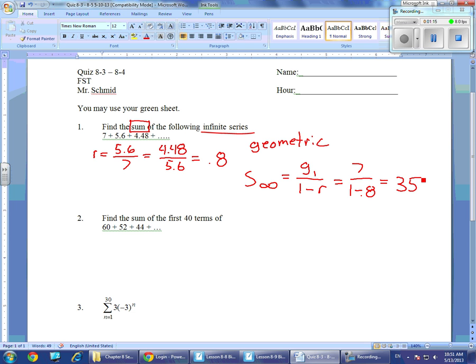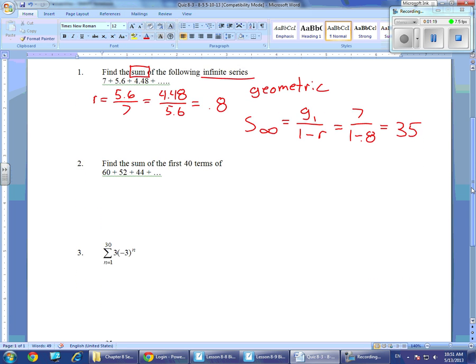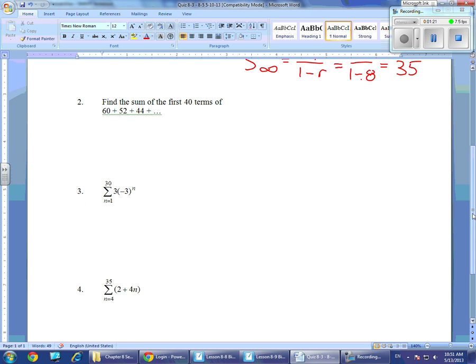Okay. Second one. Find the sum of the first 40 terms. Okay. Notice the pattern this time is subtracting 8. Okay. So this one is arithmetic. And I know the difference is minus 8 because this one's a little more obvious to see. And I'm adding together the first 40 terms.